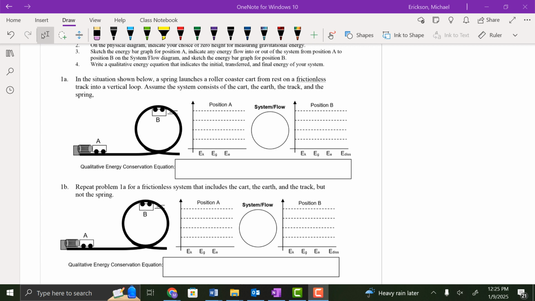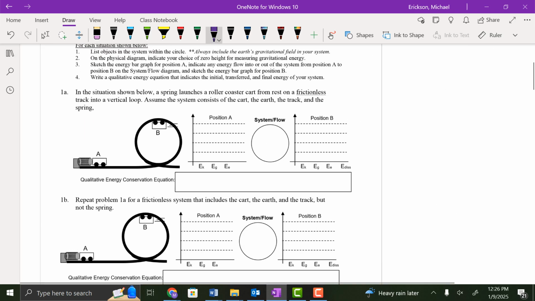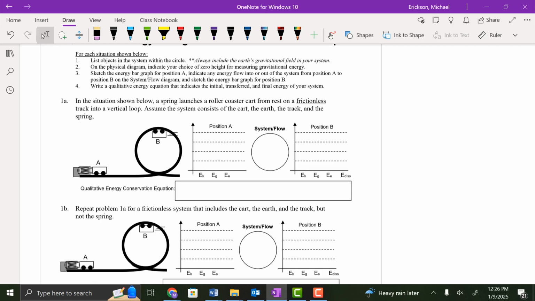Hey guys, we're continuing with the energy unit. Now we're moving on to worksheet 2. In worksheet 2, we're going to focus more on the bar charts and more specifically what the system is for an object.